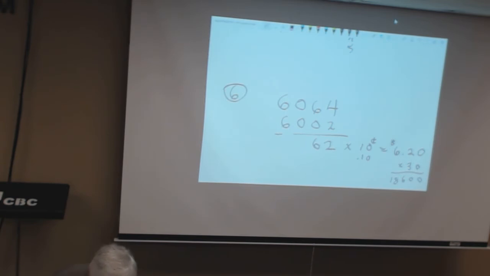So your meter reading is 6064, and yesterday's reading was 6002. How many kilowatt hours have you consumed since yesterday? The meter keeps going up, so you subtract, and you end up with 62 kilowatt hours.